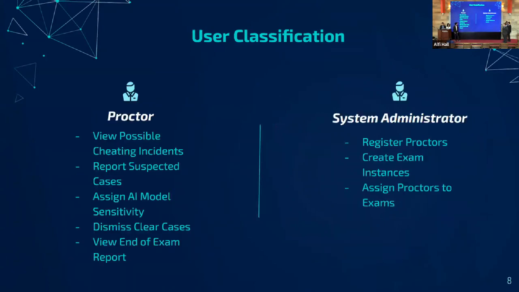There are mainly two types of users for the system, proctor and system administrator. Each of them has different levels of authorization. For example, a proctor can view possible cheating incidents, report suspected cases, dismiss false positive cases, assign AI model sensitivity, and view the end of exam reports. Whereas a system administrator can register a proctor, create exam instances, assign a proctor to exam.